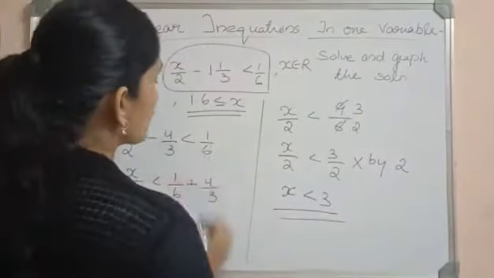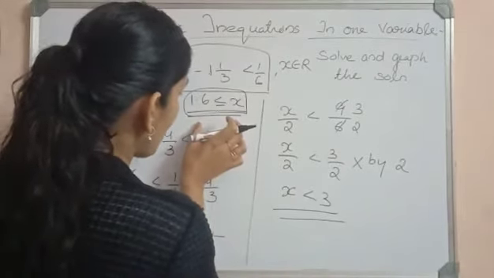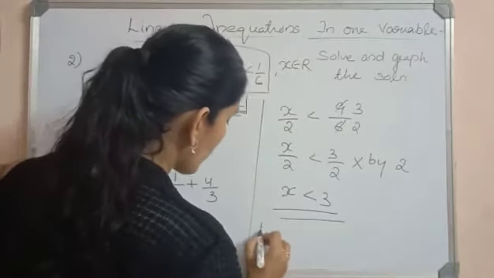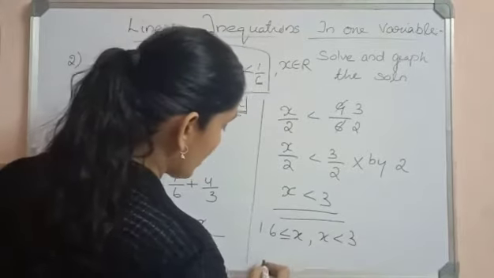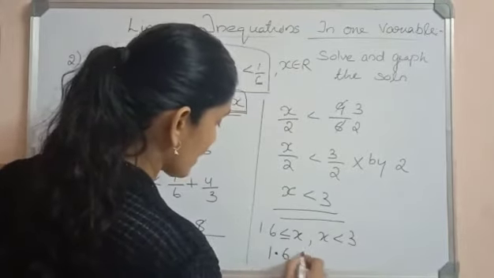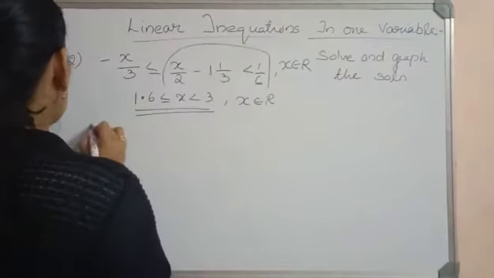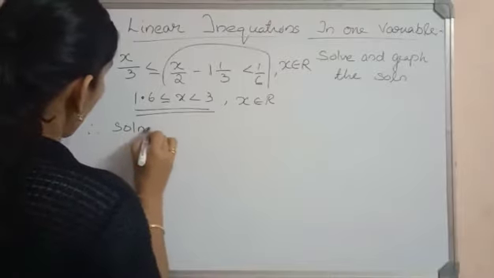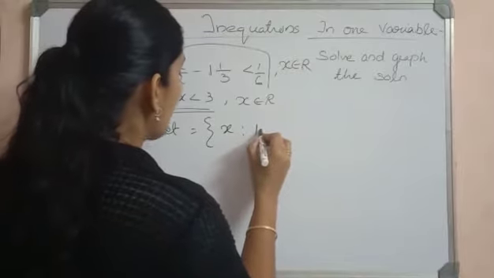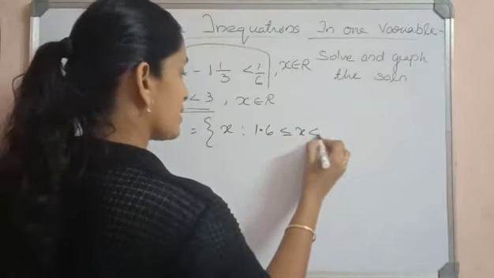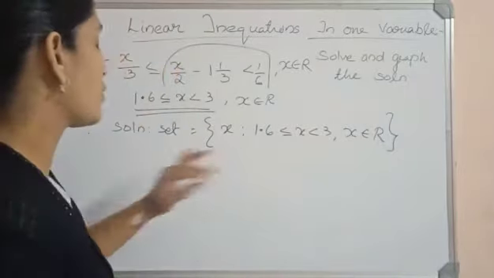And when you are combining these two values, we have the reduced form in the first part as 1.6 is less than or equal to x. So 1.6 less than or equal to x, comma, x less than 3. When we combine these two, we get this as 1.6 less than or equal to x less than 3. Therefore, the solution set is the set of all x such that 1.6 less than or equal to x less than 3, comma, x belongs to R. Here the replacement set is the set of real numbers.